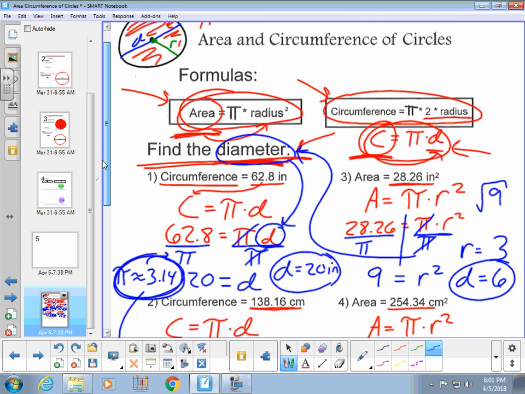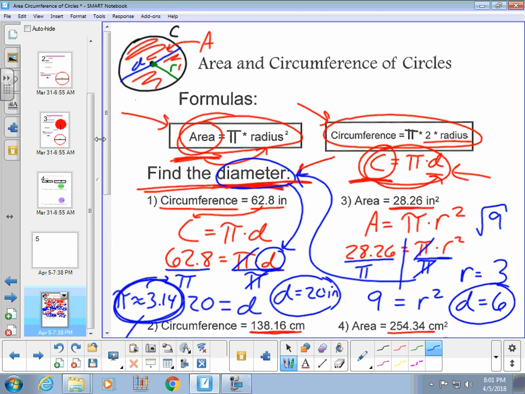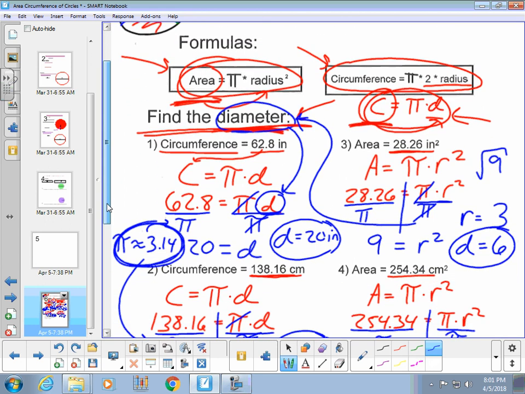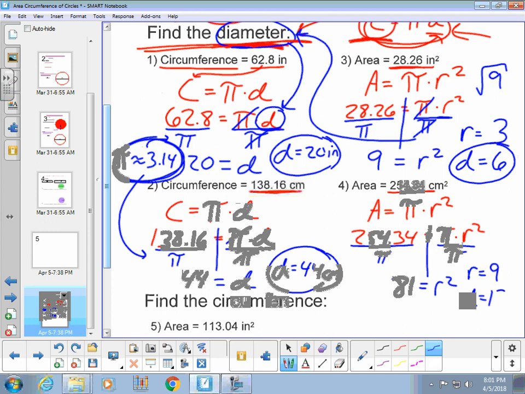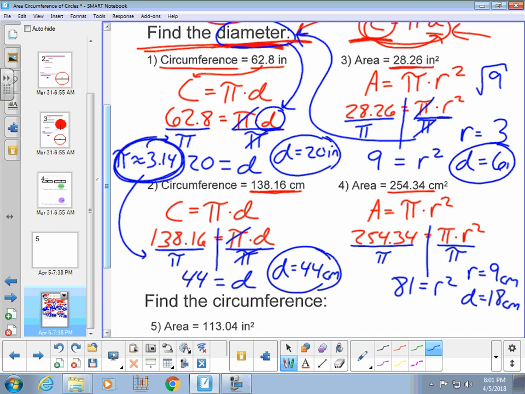Going, remember, just back to our picture up here. Radius is just halfway across the circle, the green line. So the blue line's all the way across. So yep, it's 18. Oops, and I forgot my units again. Centimeters, right? And same thing with the one above, inches. Very good.